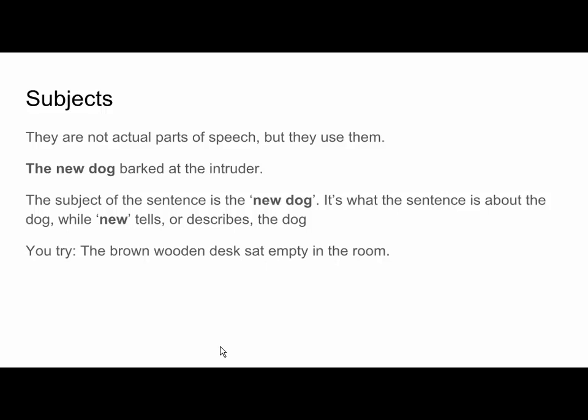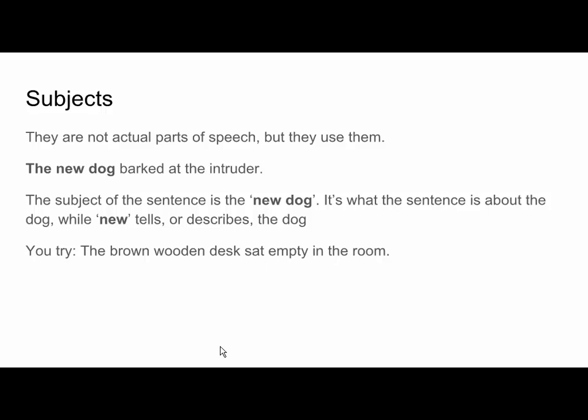Now, a subject is not actually a part of speech, but we're going to talk about those in class. So to help you out, I gave you a couple of sentences here. The new dog barked at the intruder. In that sentence, the dog is a subject. New is your descriptor. It tells what the dog is. So what we're looking at here is the subject. The simple subject is dog. The complete subject is the new dog.